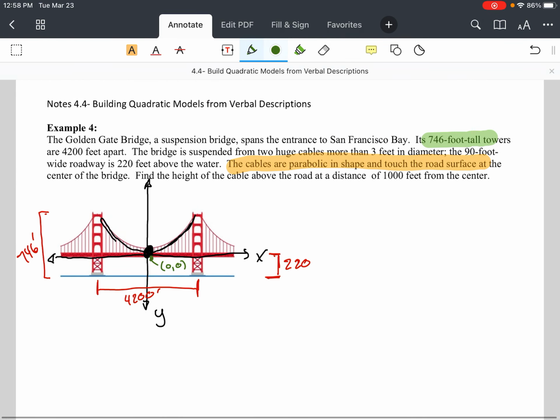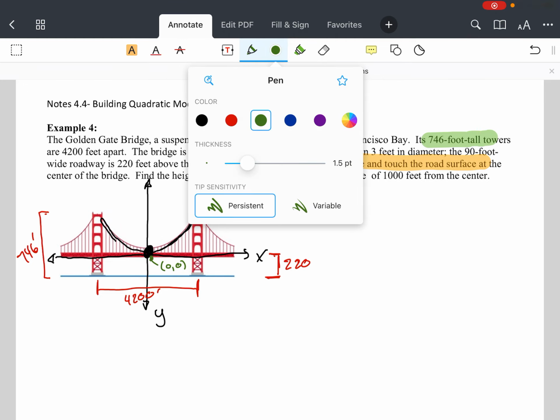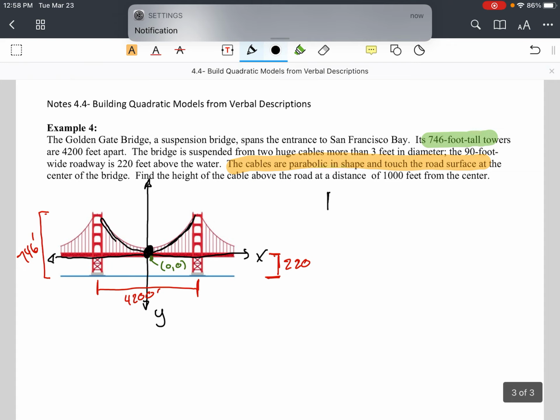Okay, so the next thing we need to do is talk about what it means to be parabolic in shape. So this is where the math is going to come in.